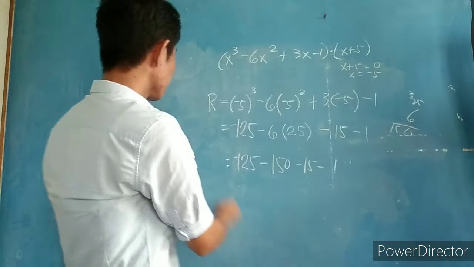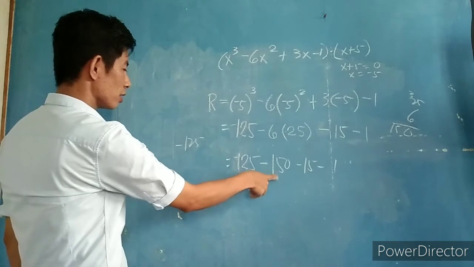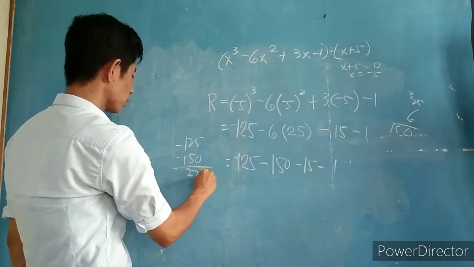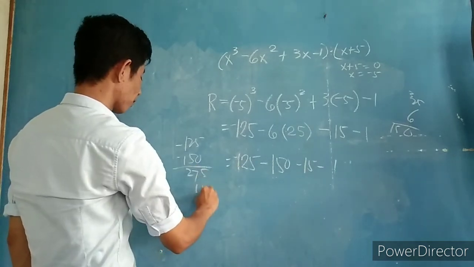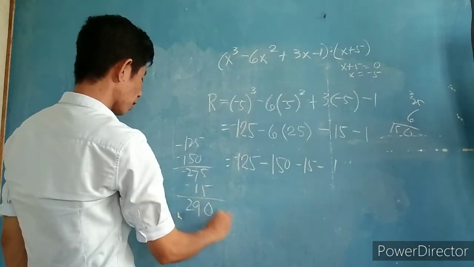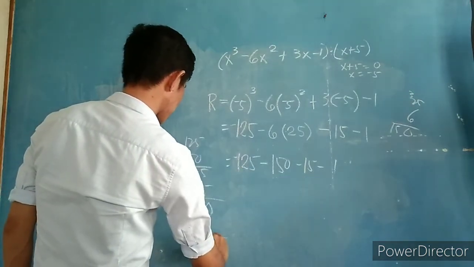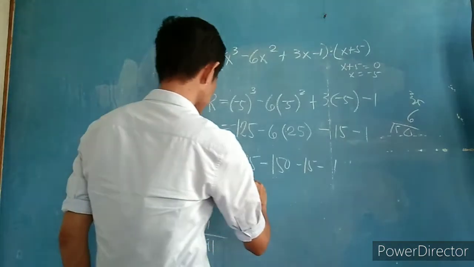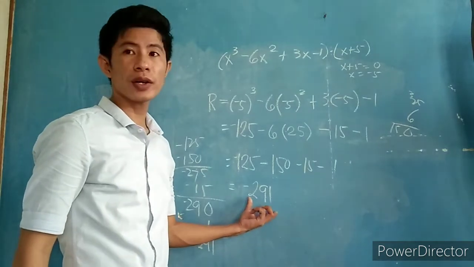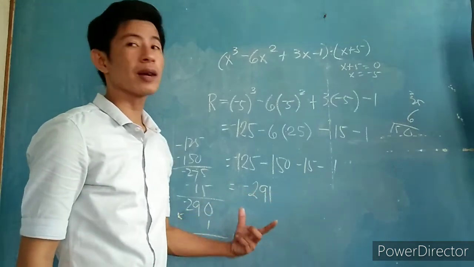Next, we have negative 125 minus 150. That is equal to negative 275. Minus 15 is negative 290. Then minus 1, negative 291. So therefore, the remainder is negative 291. So we already got the remainder without using the long division or synthetic division. We simply use the remainder theorem.